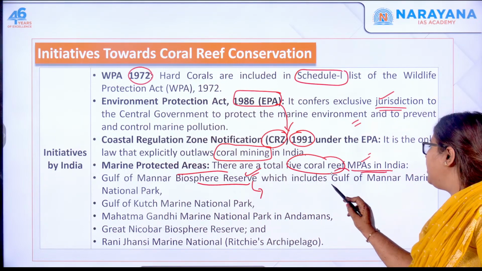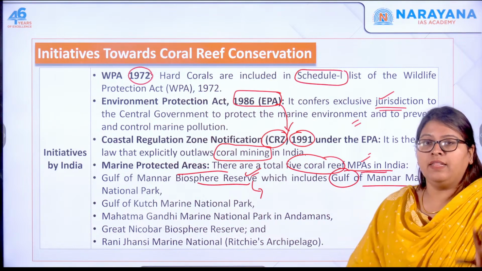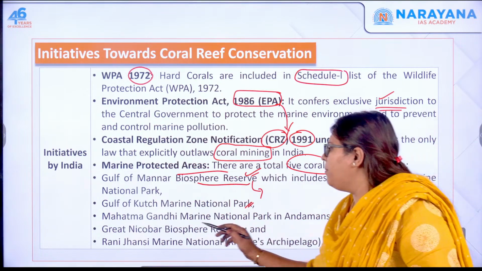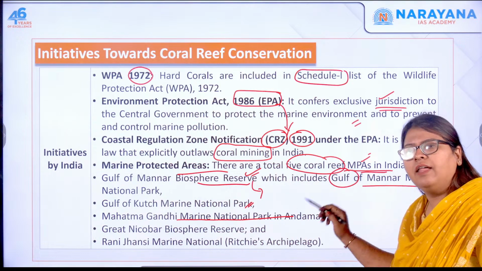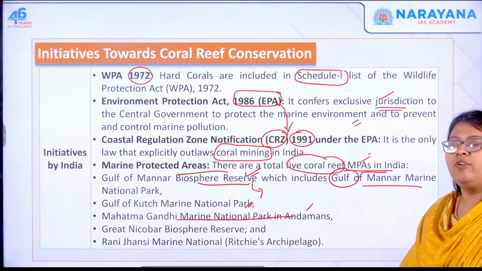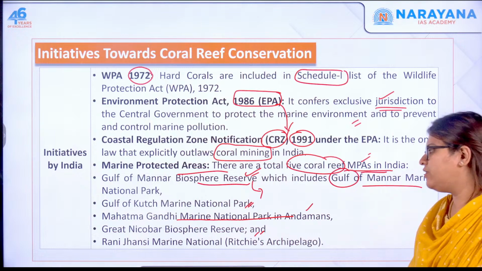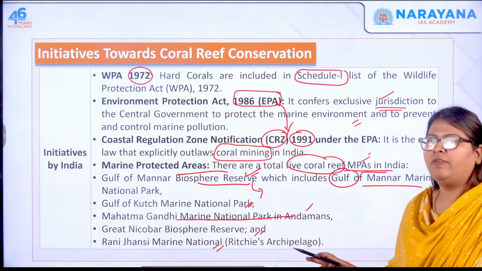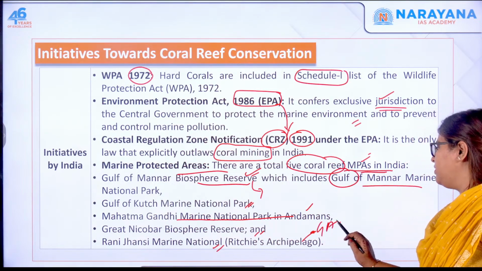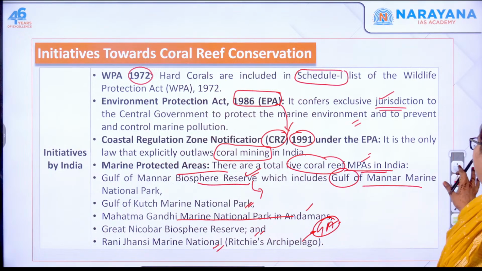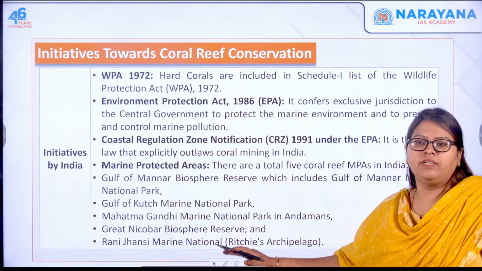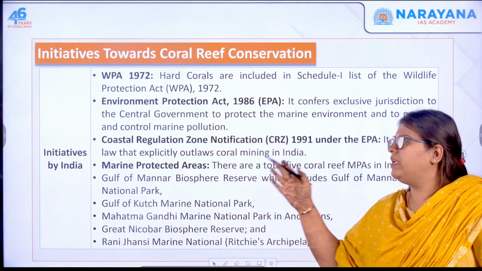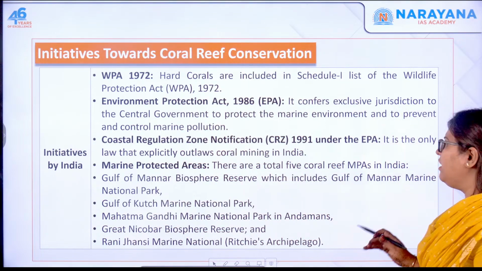So Gulf of Mannar, which includes the Gulf of Mannar Marine National Park. Then Gulf of Kutch on the west coast of India, Gujarat. Then Mahatma Gandhi Marine National Park, in Andaman and Nicobar. Next one, the Great Nicobar Biosphere Reserve. And finally, the Rani Jhansi Marine National Park, that is in the Ritchie's Archipelago. You need to know where this is located, Greater Andaman. So these are the initiatives by India, especially the marine protected areas you need to know, and 3 simple regulations: WPA, EPA, as well as the Coastal Regulation Zone, that is CRZ.